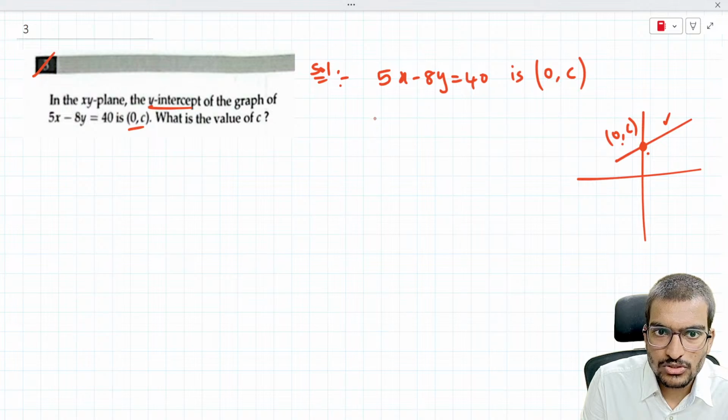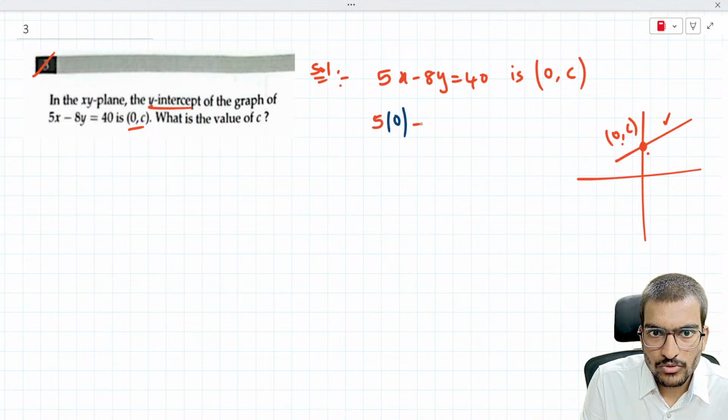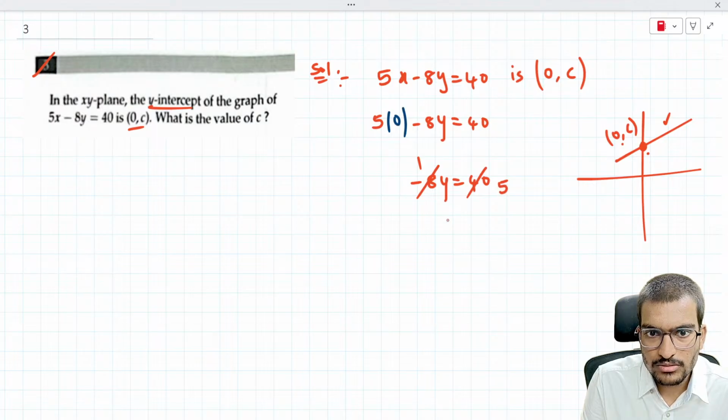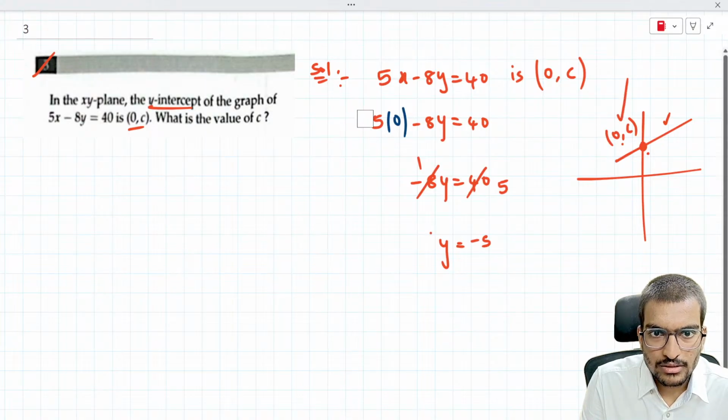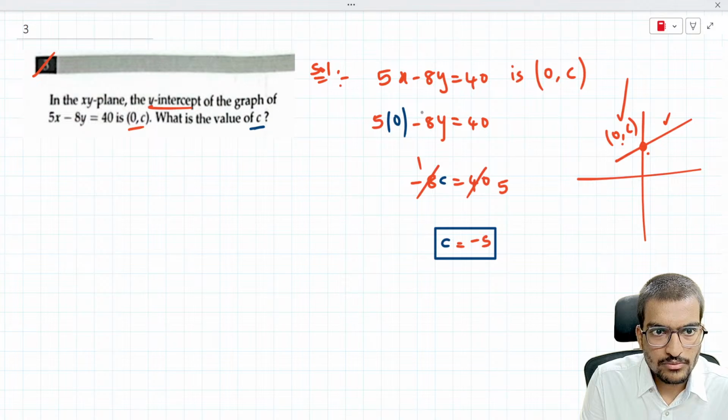I just substitute 0 in the place of x. Let's see what I'm going to get. Negative 8y equals 40. 8 ones are 8, 8 fives are 40. So y equals negative 5. They mentioned c here, right? So I just substitute that y as c. So c equals negative 5. That is the value of c.